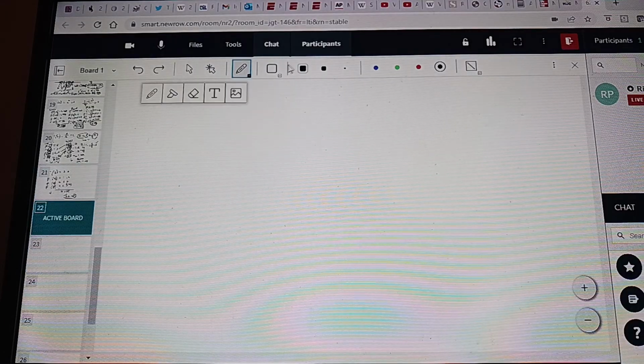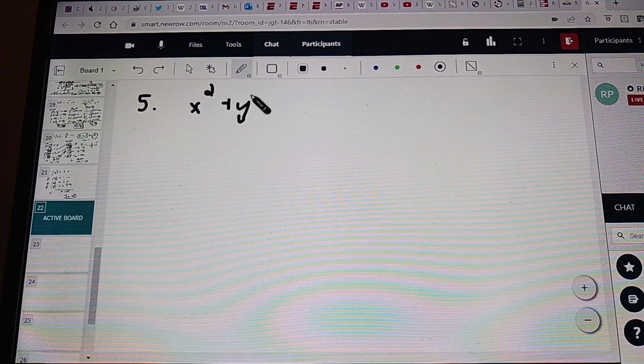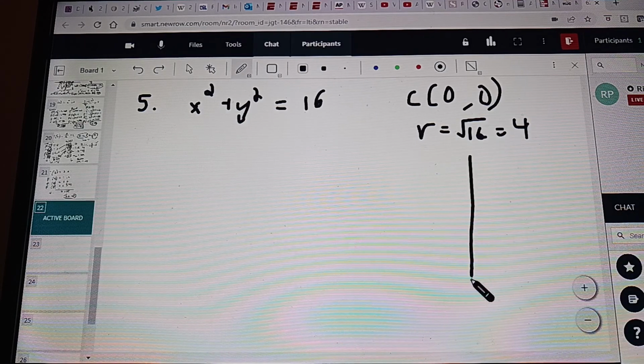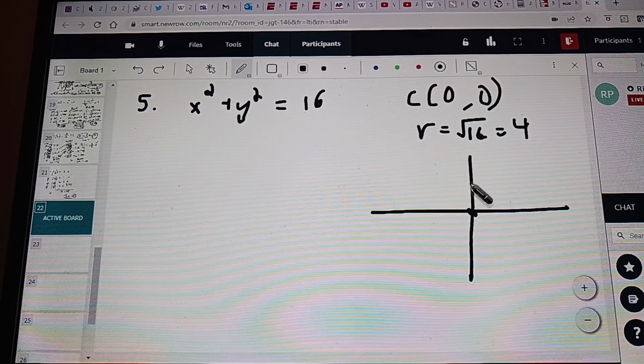Another thing, too, is on this number 5 problem, you might not recognize this in its format. This is back from college algebra. In college algebra, if I have x squared plus y squared equals 16, that's the equation of a circle. This is a circle with a center of 0, 0, because there's no numbers in parentheses. And the radius is the square root of this number. This is a circle with a center of 0, 0, and it has a radius of 4.